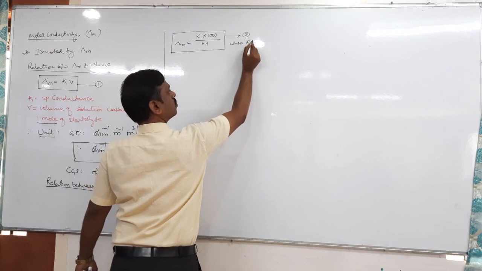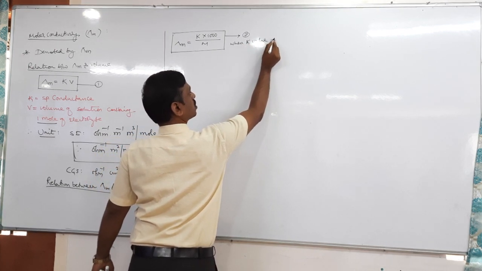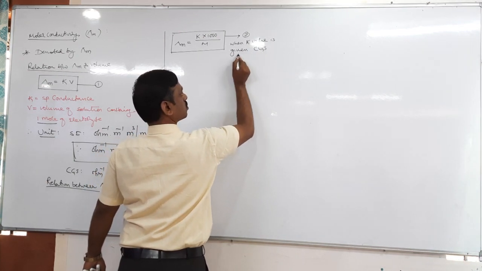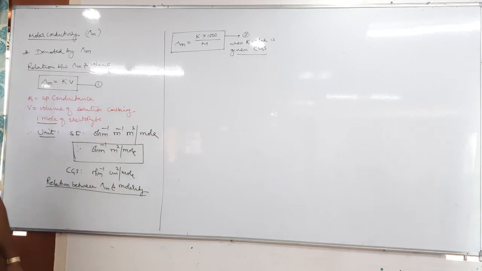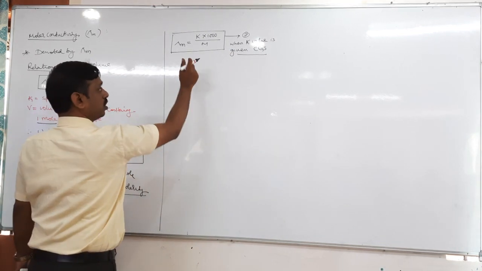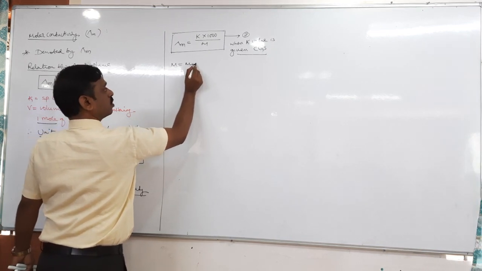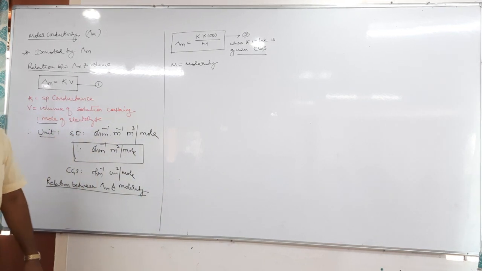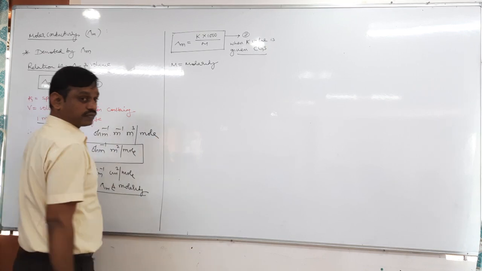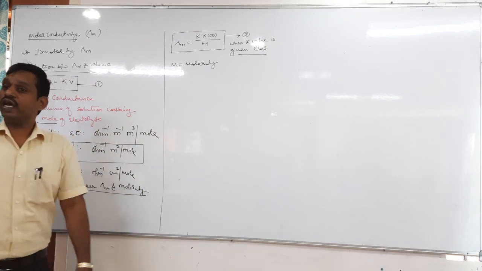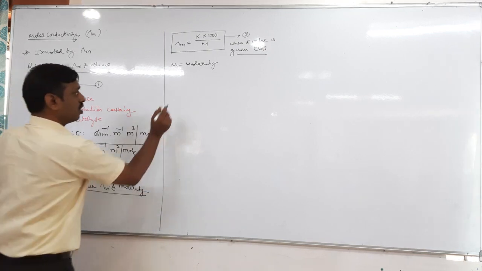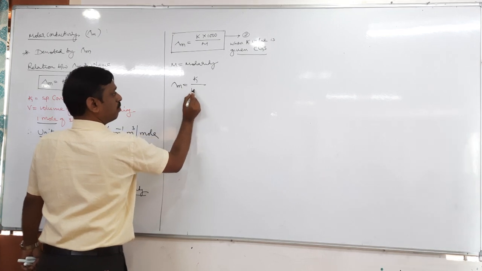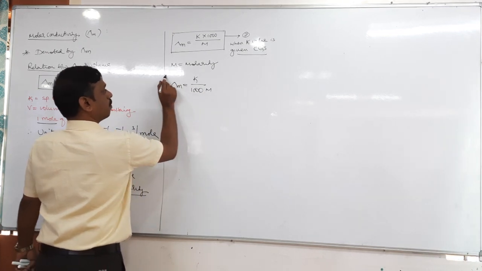If the K value is given in CGS unit, then only this formula can be used. Where m is the molarity of the solution, and K is the conductivity. But when the K value is given in the other unit, lambda m equal to K divided by 1000 into m. Important.